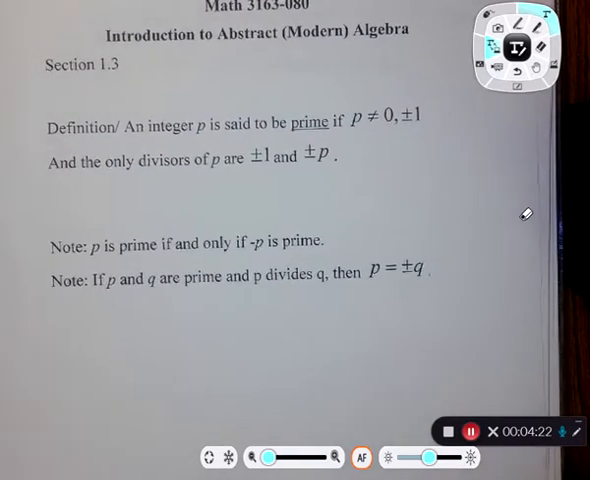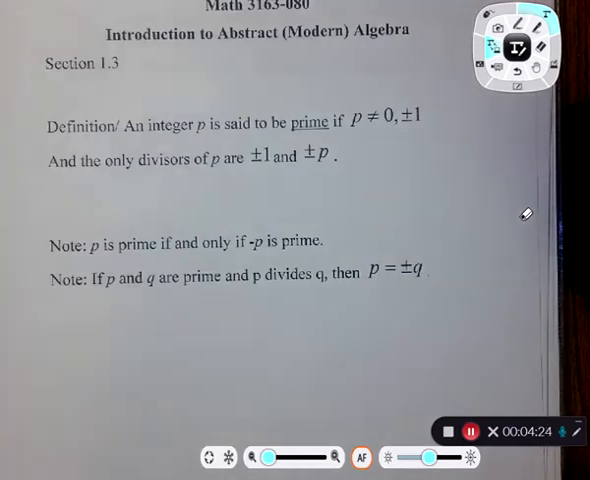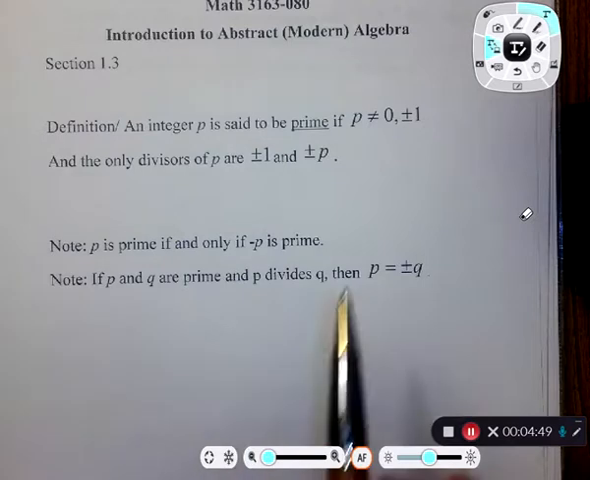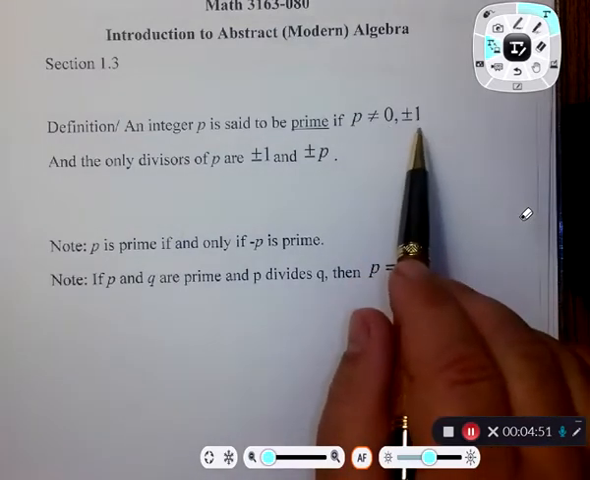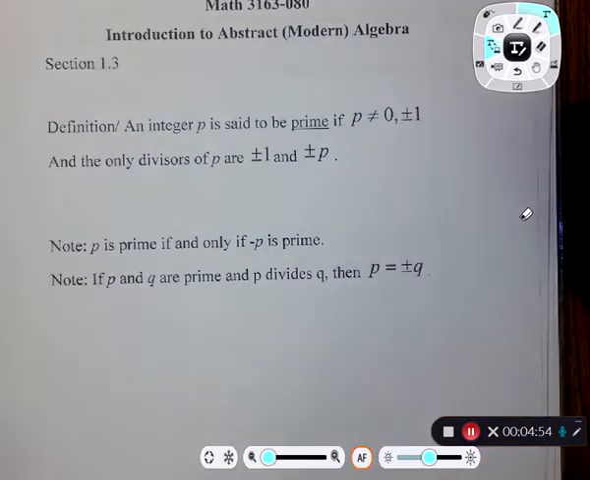All right, so let's continue on with section 1.3. Definition. An integer p is said to be prime if p does not equal 0 or plus or minus 1, and the only divisors of p are plus or minus 1 and plus or minus p. So what we're saying here about prime integers, they could be positive or they can be negative. Negative 3 is prime, just like positive 3 is prime. But you cannot be 0 or plus or minus 1. We do not consider 0 or plus or minus 1 prime.